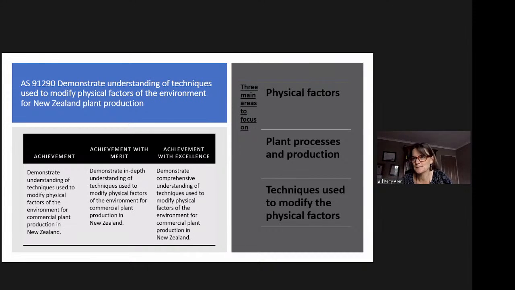Hello, welcome. So back again from yesterday. So today we're looking at standard 91290, demonstrating understanding of techniques used to modify physical factors of the environment for New Zealand plant production. Quite a mouthful. So today how we're going to structure it is firstly look at physical factors and what those are. Then we're going to move into plant processes and production, which is moving you into merit sort of area, and then looking at the techniques that are used to modify the physical factors.